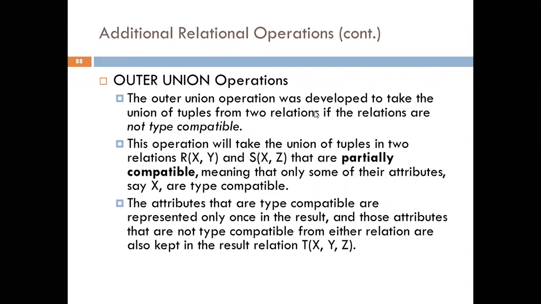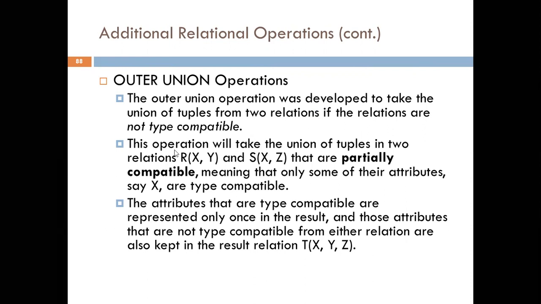Then we have another concept, an additional relational operation, that is the outer union operation. Outer union operation is developed to take the union of tuples from two relations if the relations are not type compatible. So far we have studied that in order to perform any set operation on the tuples, the two entity types should be compatible. Compatible means the number of attributes and their types should be the same. Sometimes there will be no compatibility, but still we want a union.